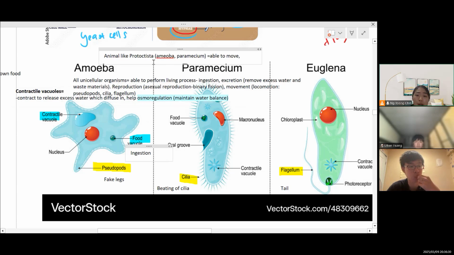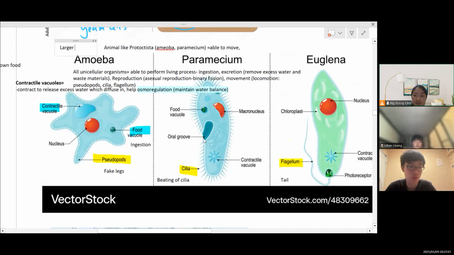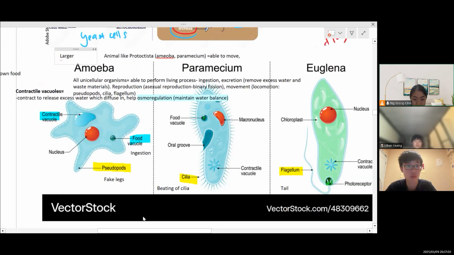You know, amoeba is much larger than paramecium. Amoeba is the largest, larger in size. So amoeba can eat paramecium, which becomes their food. So paramecium is a food source for the amoeba. When the amoeba is swimming around in the water and meets the paramecium, they are able to ingest the paramecium. Okay, so that's it.